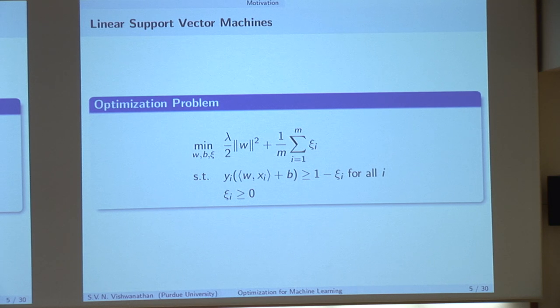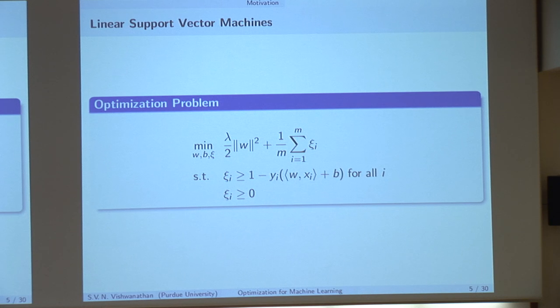Some of it is fairly elementary. I'm sure many of you have seen this presented in some way or the other. So now let's do some massaging. The first thing I'm going to do is to move psi i to this side. This is a valid transformation. Nothing has changed. Now you can see that psi i has these two constraints: psi i must be bigger than 1 minus yi (w dot xi plus b), and psi i must be bigger than 0.